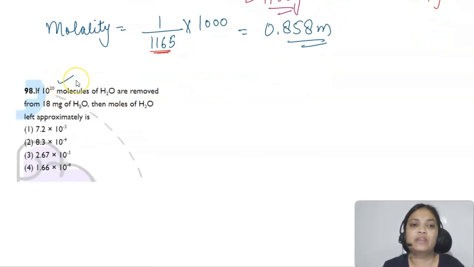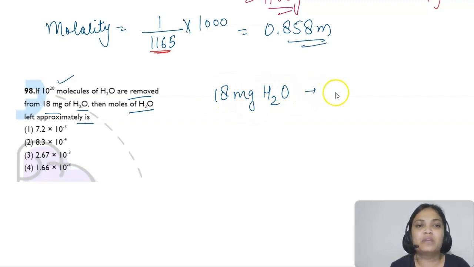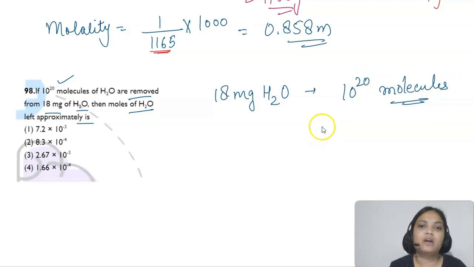If 10 to the power 20 molecules of H2O are removed from 18 milligrams of water, then how many moles of water are left? So earlier you are having 18 milligrams of water. इसमें से हमने 10 to the power 20 molecules जो हैं वो remove कर दिए, right? Water के. तो कितने moles हमारे पास बचे, right? How many moles of water are left?